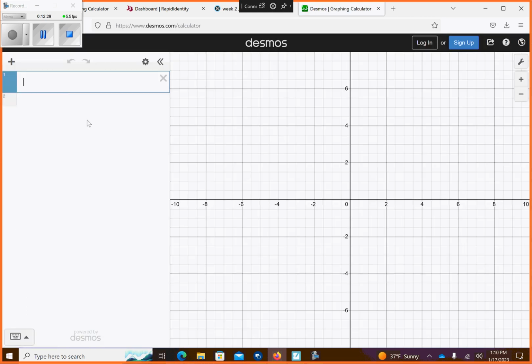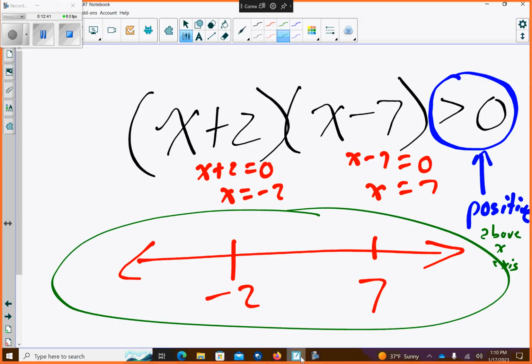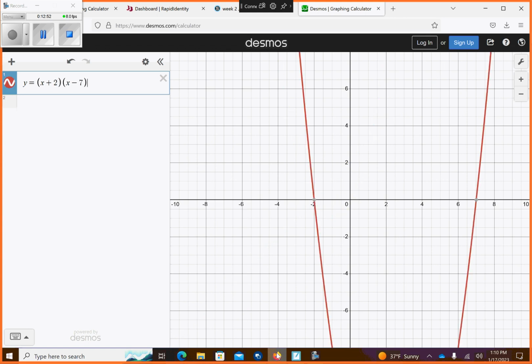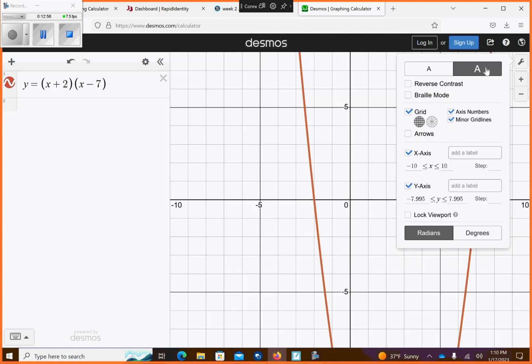Think about it. All right, so I'm going to go y equals. Okay, so I'm cheating the system. I'm going to do y equals. We had it greater than 0 in this case. Greater than 0 meant it's above the x-axis. I had x plus 2 and x minus 7. Okay, so let's darken this a little bit so we can get a look at it.